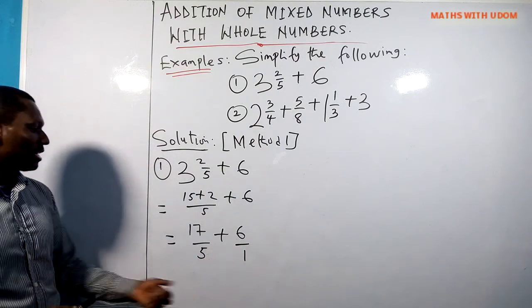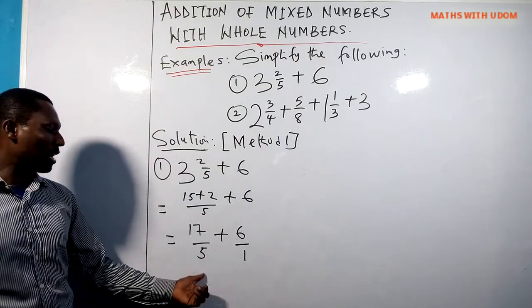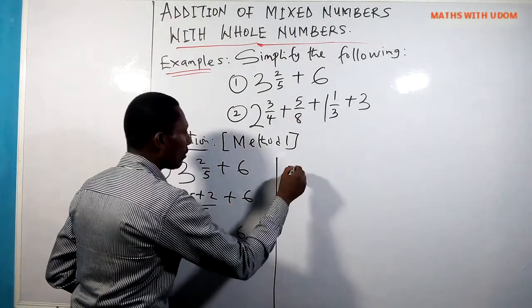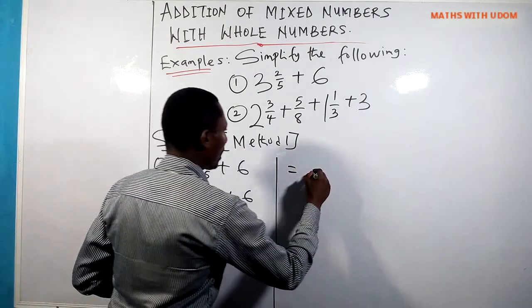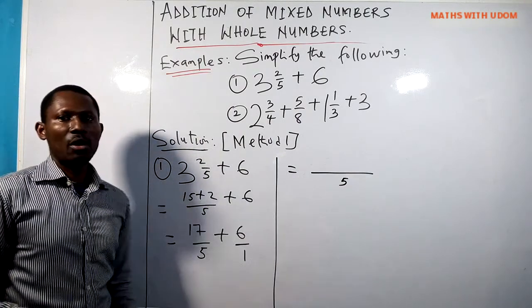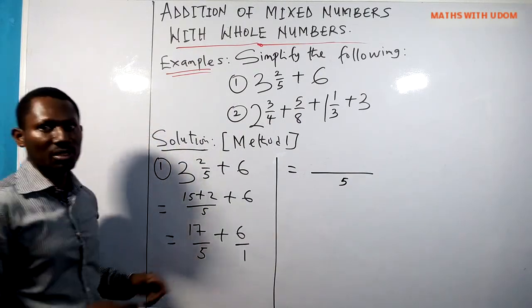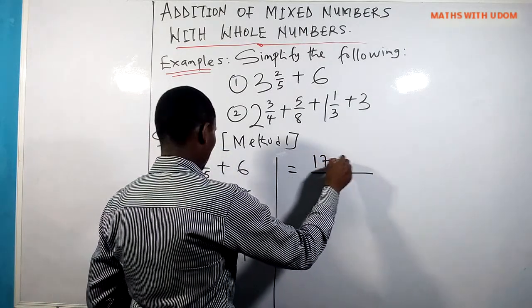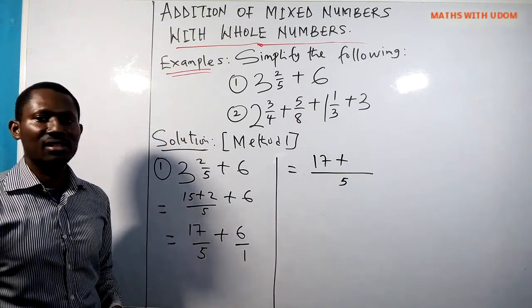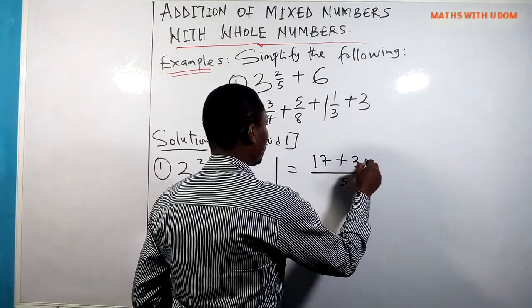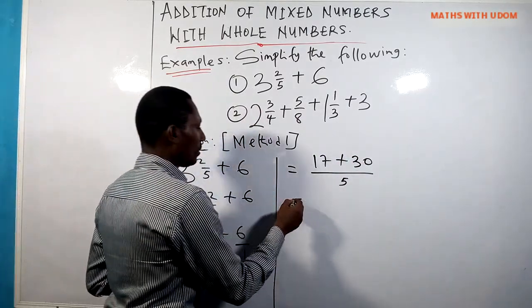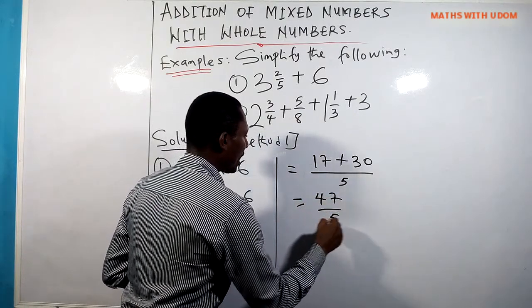Okay? So what is the LCM of 5 and 1? The LCM of 5 and 1 is still 5. So we come here and we write the LCM, we write the division line, we write 5. Okay, so how many 5 can go in 5? 1. So 1 times 17 is still 17. Plus, how many 1 can go in 5? Is 5. So 5 times 6 is what? 30. So if you add 17 and 30, you get 47.